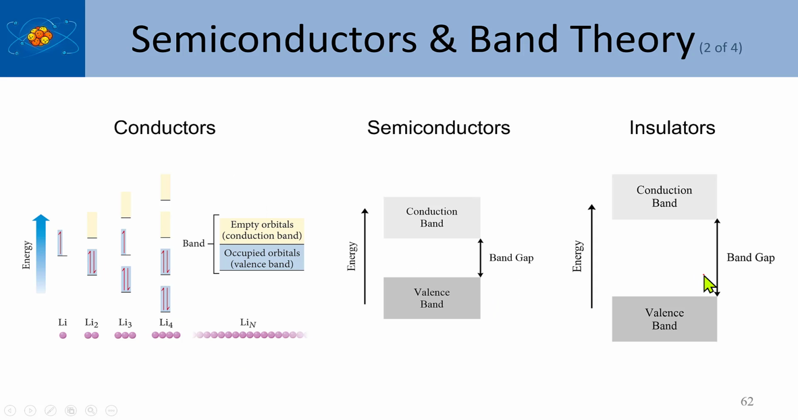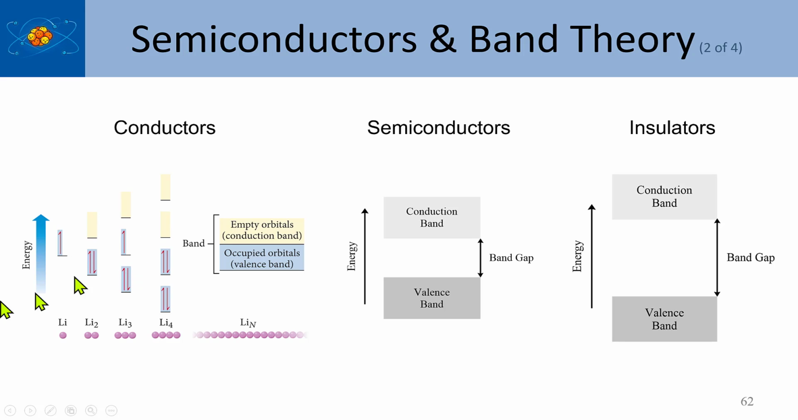So, the picture on the left is from your book. This is essentially the description of lithium. We have one atom of lithium, right, and then two atoms of lithium. So you have a pair of electrons in here. Then you have three atoms of lithium.